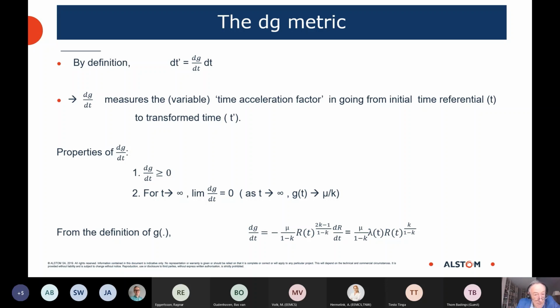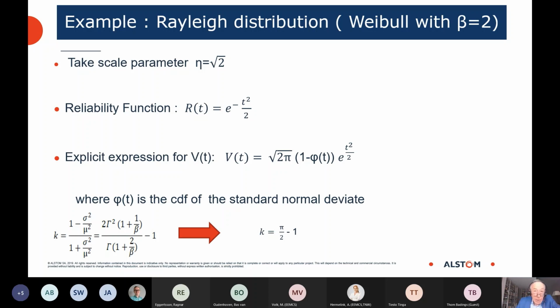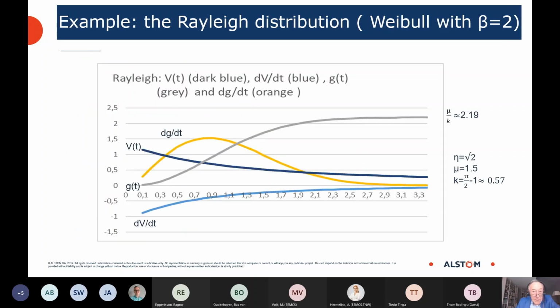So an example: Weibull with beta equal 2, the so-called Rayleigh distribution, which basically has a failure rate which is a linear function of time. We take eta equals square root of 2 to make things easier, because the reliability function is then expressed like this. And we have an explicit expression for the mean residual life. And then we can find k. In that case, k equals pi over 2 minus 1, which is 0.57 approximately.